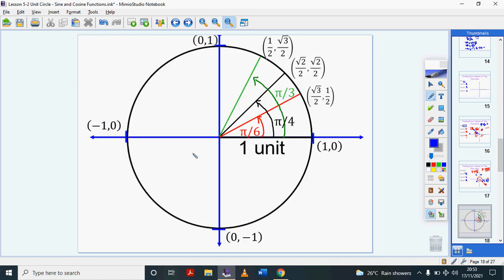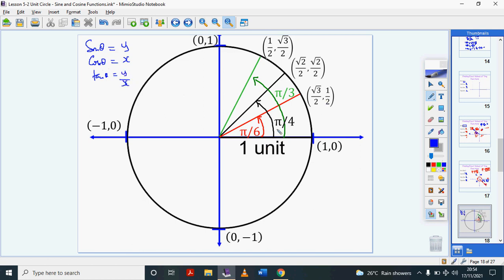So if we summarize all of these values of the ratios that we got from this unit circle, we can summarize them on this unit circle like this. Because remember we said that the sine of the angle in a unit circle is equal to the y coordinate, and the cosine of the angle is equal to the x coordinate, and the tangent of the angle is equal to the y divided by the x coordinate.